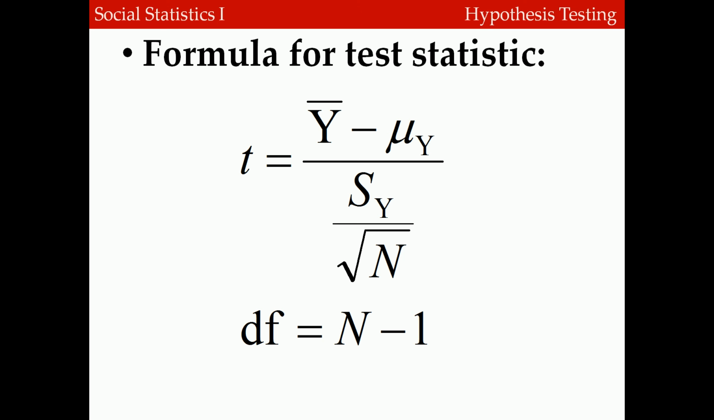The formula for our test statistic now will be a t-value, which is equal to, again, the difference between the sample mean, y bar, and the true population mean, mu sub y, divided by this time the estimated standard error of the mean, s sub y divided by the square root of n. And this statistic follows a t-distribution with n minus 1 degrees of freedom.